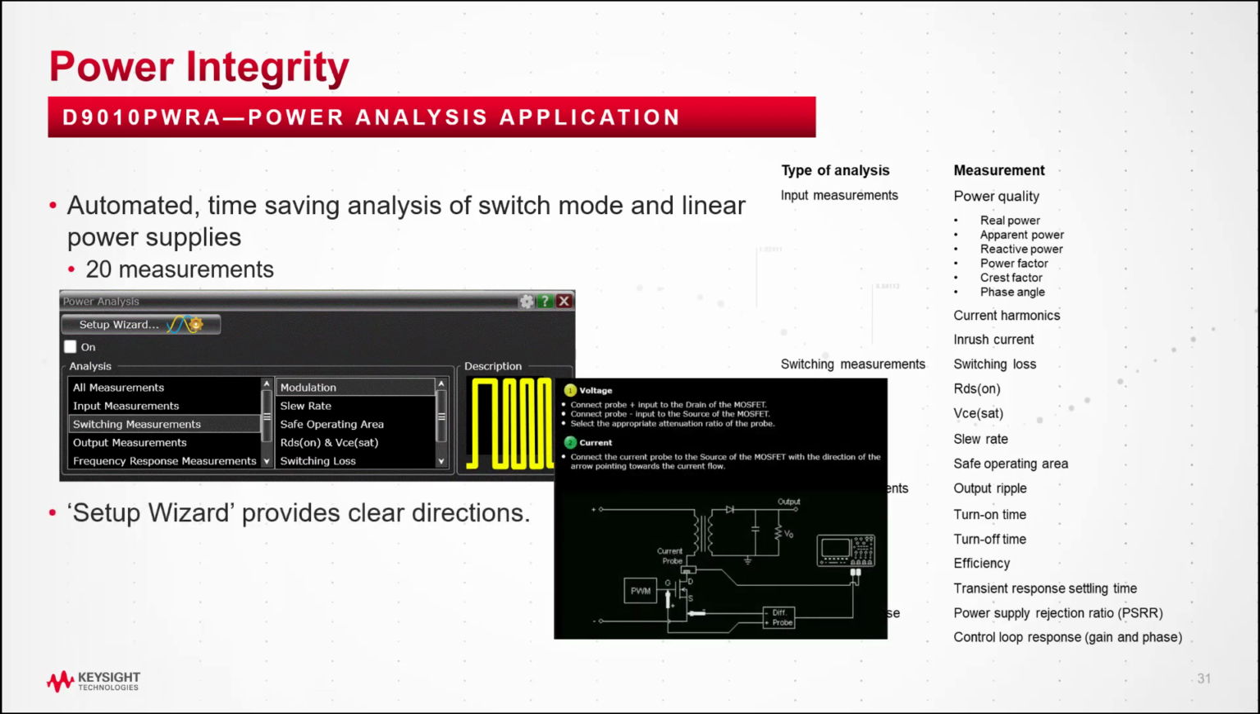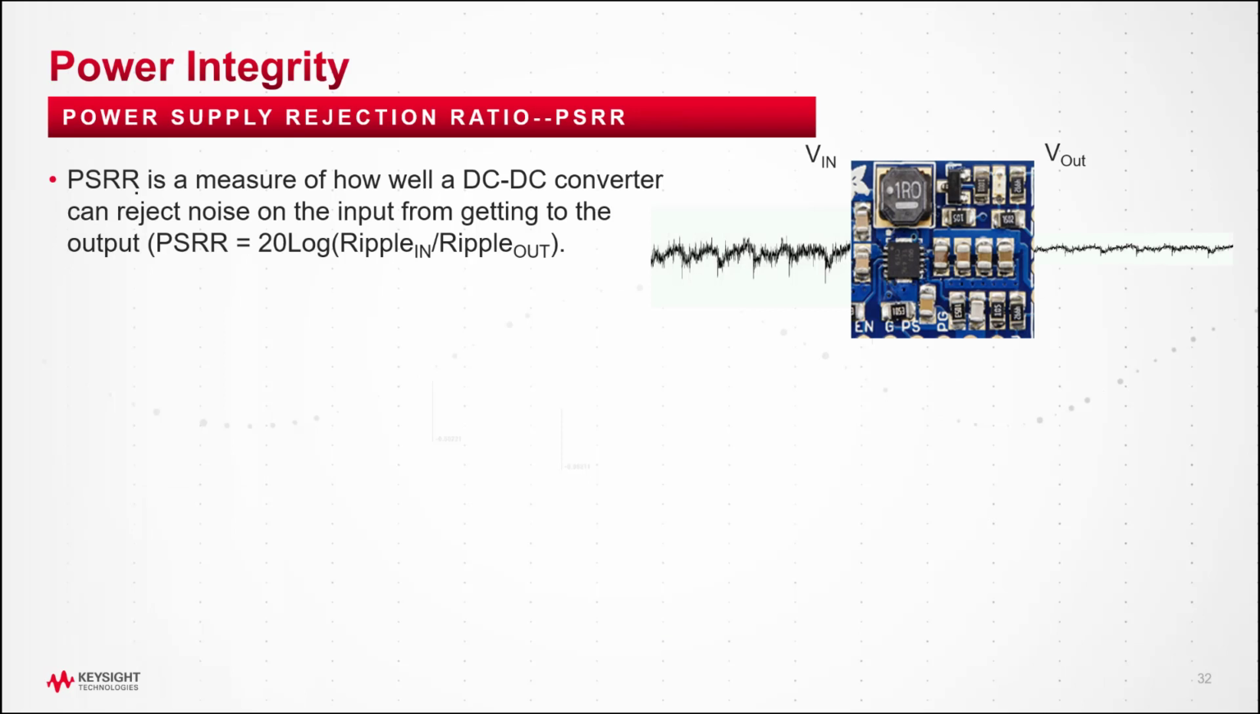All of these measurements have a built-in setup wizard that's going to step you through setting up the measurement on the scope, connecting your probes to the target, and any other external hardware that might be necessary, to really simplify the measurement. As an example, let's talk about the frequency domain measurement, the frequency response power supply rejection ratio. Power supply rejection ratio is just a measure of how well the power supply rejects the noise on its input from getting on its output.